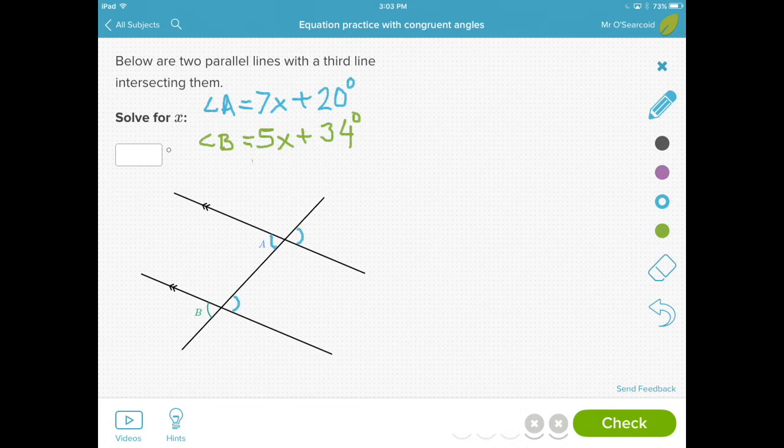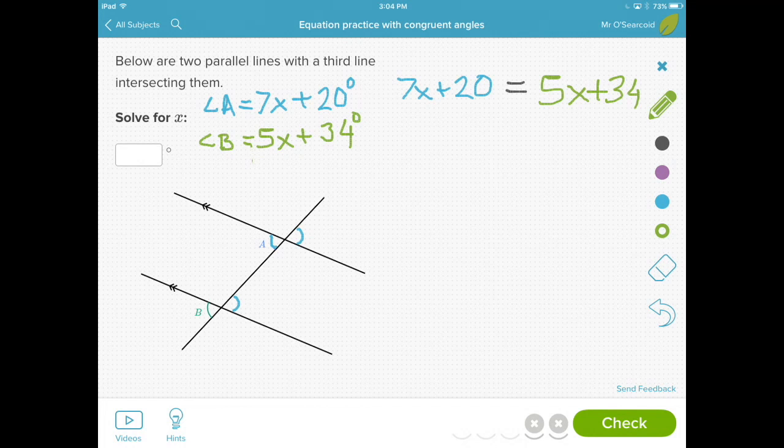Because we know that, we can set these expressions equal to each other. So let's do that to begin with. We have 7x plus 20 equals 5x plus 34. And that's what we have from our knowledge of congruent angles.